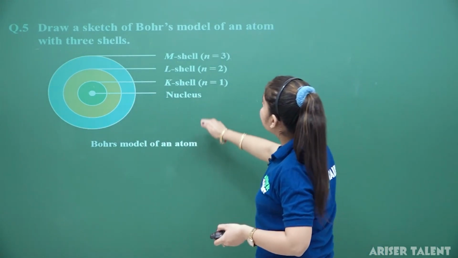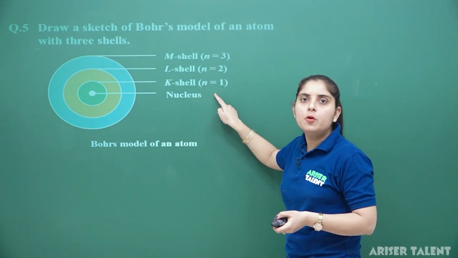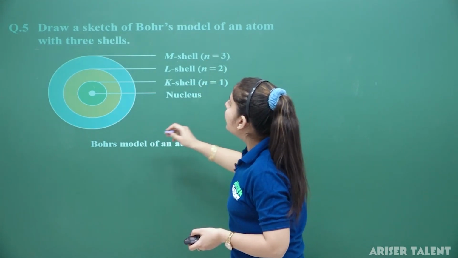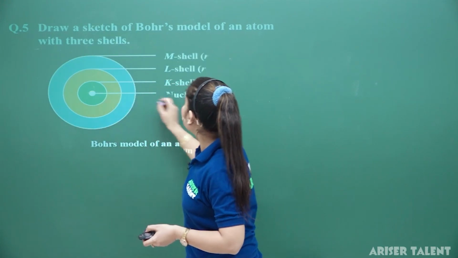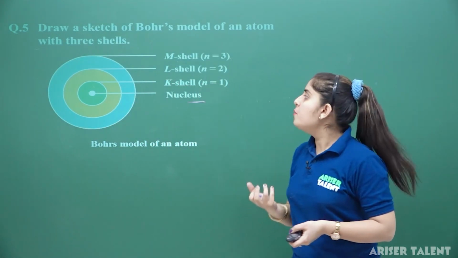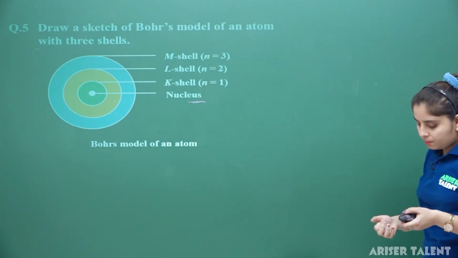We have 3 shells in it: K shell having n equal to 1, L shell n equal to 2 and M shell n equal to 3. And in the center, we have a nucleus, which is a concentrated positively charged sphere.